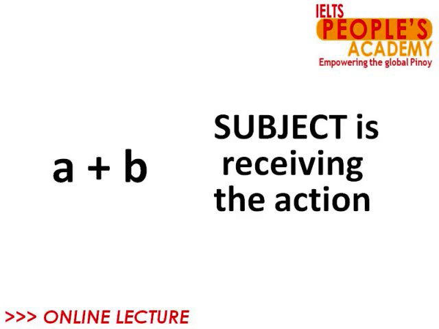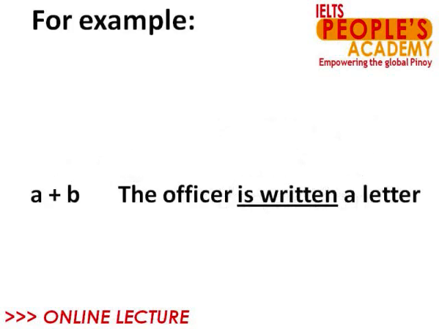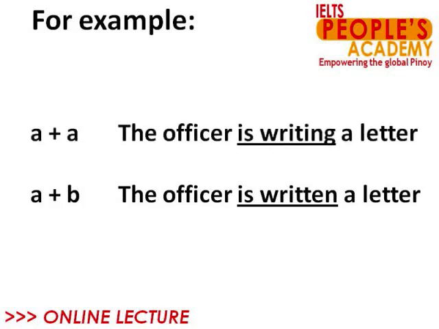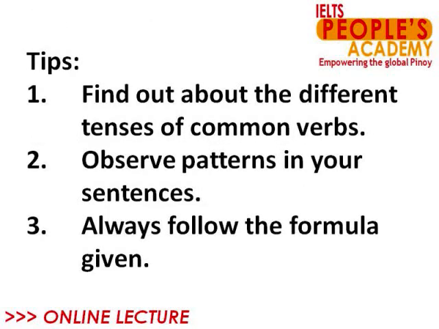To illustrate, let's put A plus B in a sentence. For example, the officer is written a letter, which is, of course, officer, the one receiving the written letter. So that's A plus B. As compared to A plus A, which is, of course, the officer is writing a letter. And in this way, the officer is the one performing the action.